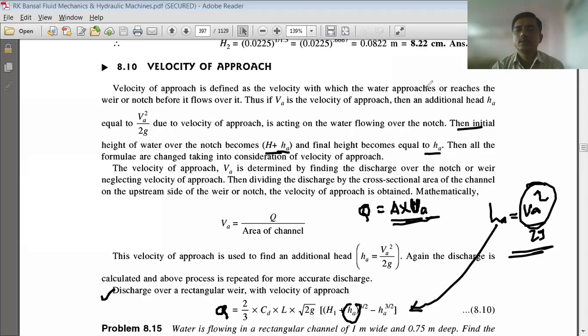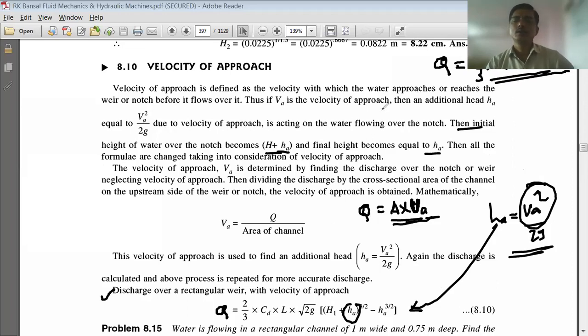So when we want to find out a more accurate discharge, when we need an accurate discharge, what do we do? First of all, we will find the discharge without using the velocity of approach. Okay. Using our regular formula, we will first find out the discharge. Okay, are you getting my point here? If you are writing there, stop writing, because this point should be clear to you. Here the formula is L into under root of 2g into H raised to 3/2.